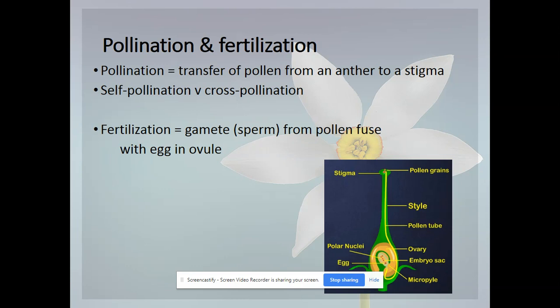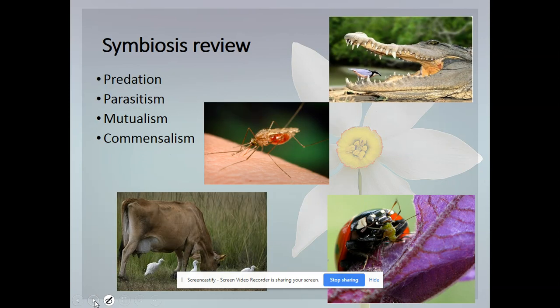The sperm is going to travel through this pollen tube down through, we go from stigma to style, through the ovary into the ovules where those eggs are. How do we get that pollen onto the stigma? It is symbiosis. And this is just a quick review of symbiosis.